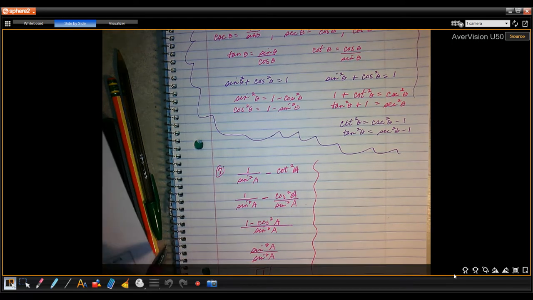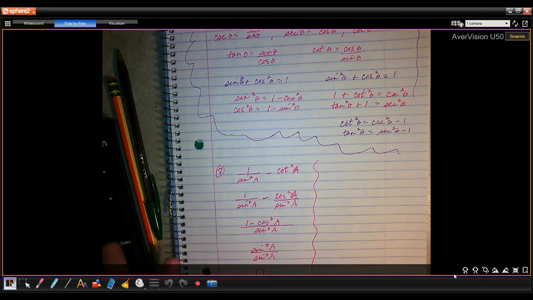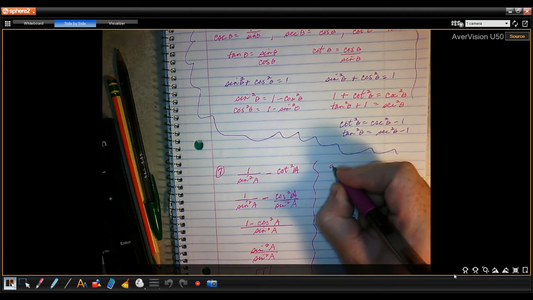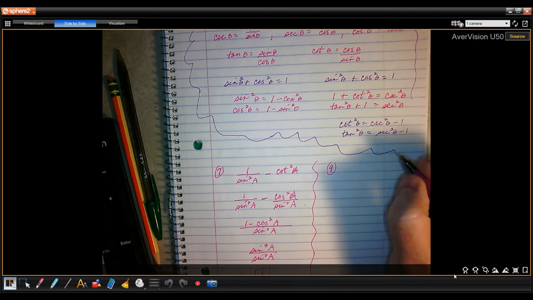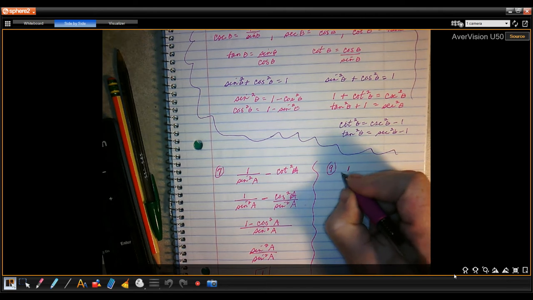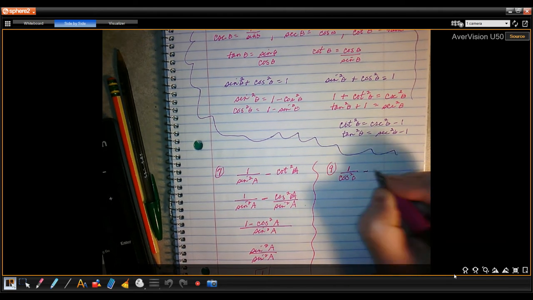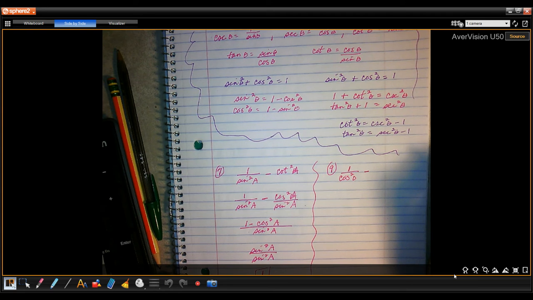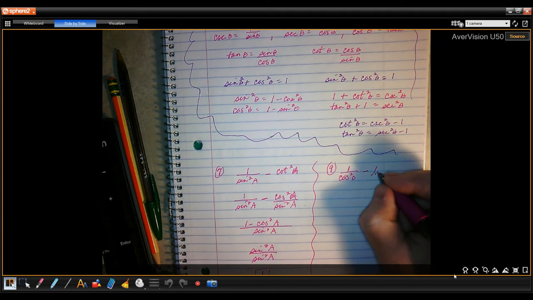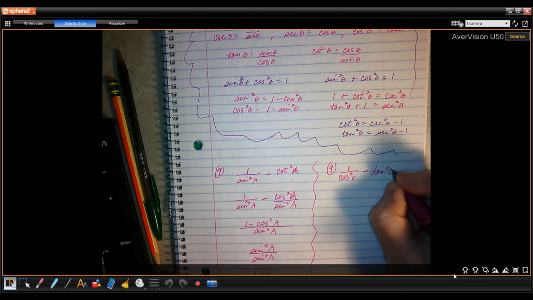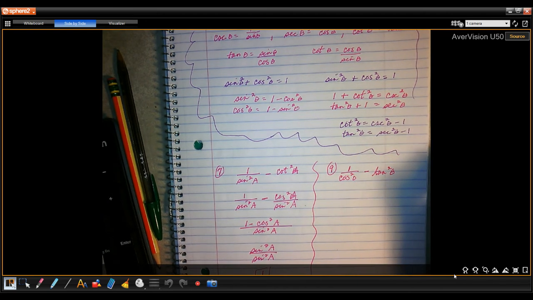All right, let's try another one. What about, we can do 9 if you like. Okay, so 9, 1 over cosine squared theta minus, well, 1 over cotangent squared. So 1 over cotangent squared is tangent squared theta. So there's my first substitution.